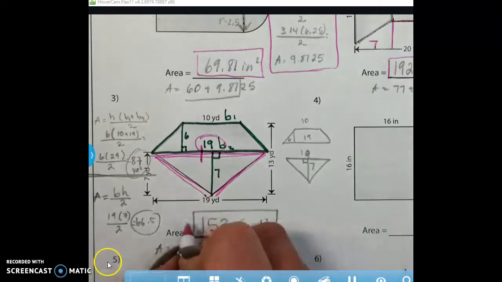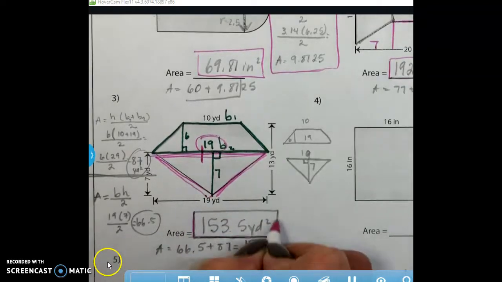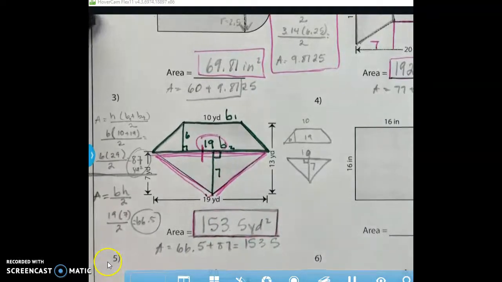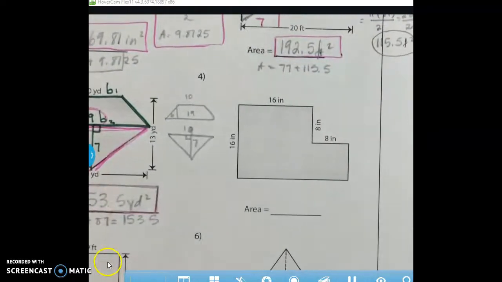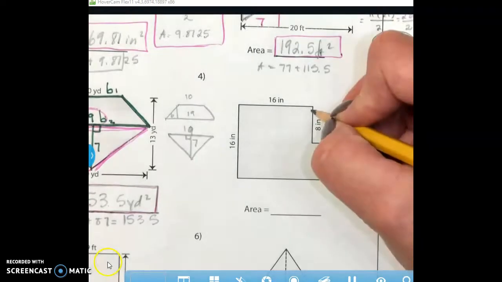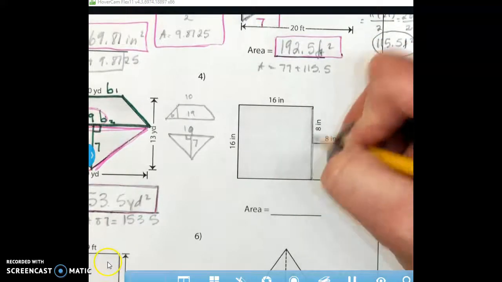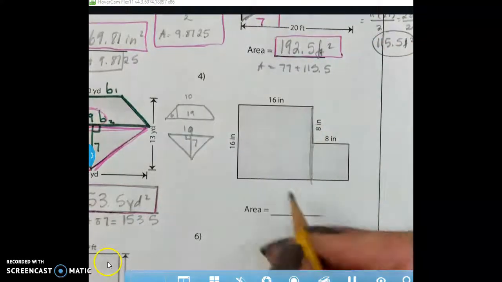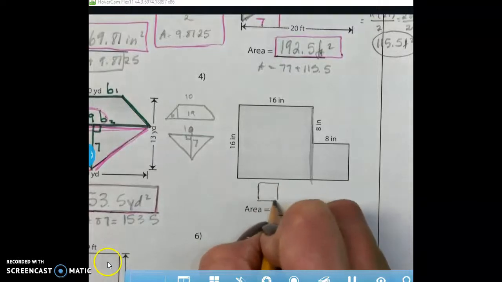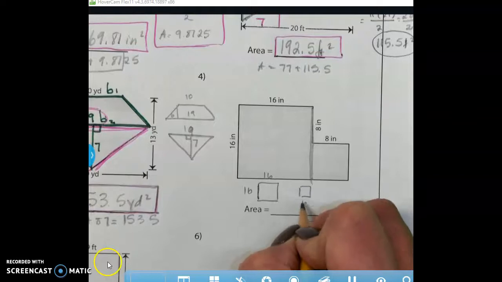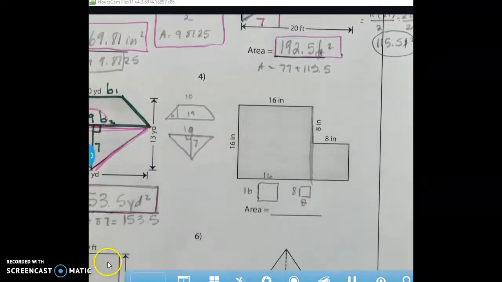All right, question number 4, I think, is really nice, very traditional looking. Let me adjust my note right here. So there is a couple of ways we can split this shape. I like just like so. So as a result, we have two rectangular shapes, 16 by 16, and then 8 by 8.